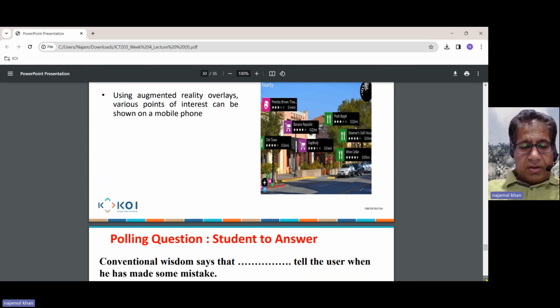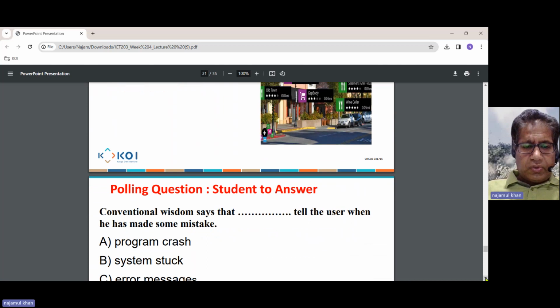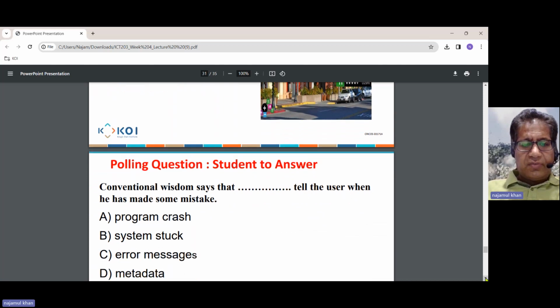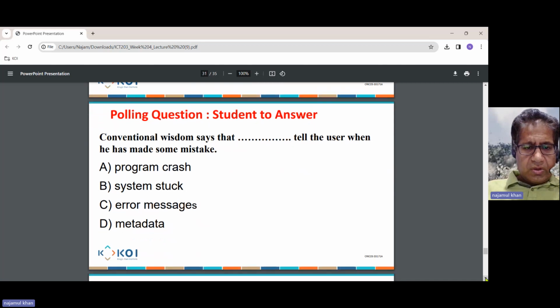So apart from that, okay, guys, one of the polling questions says: conventional wisdom says that space tell the user when he has made some mistake. I guess it's very easy, maybe an error message, probably the C. This is the easiest one.